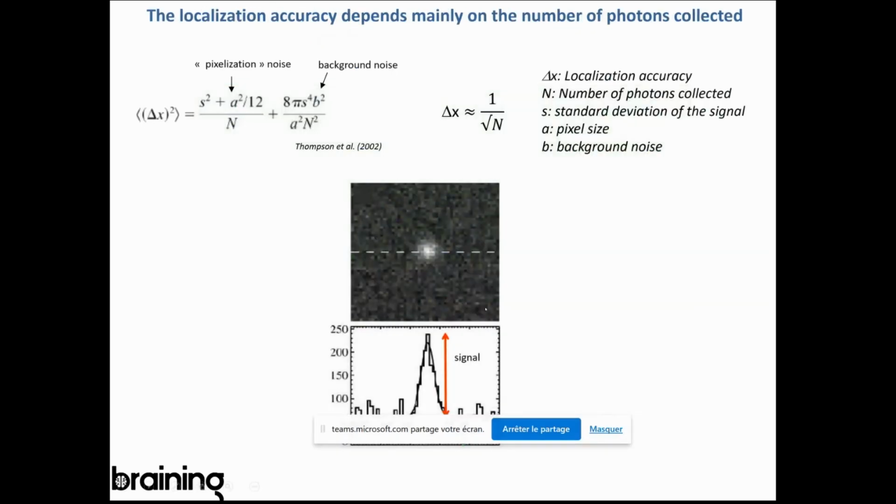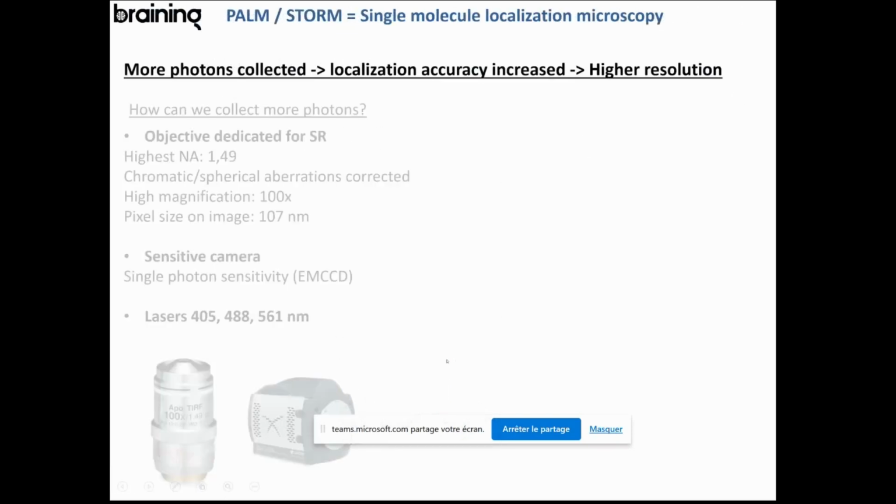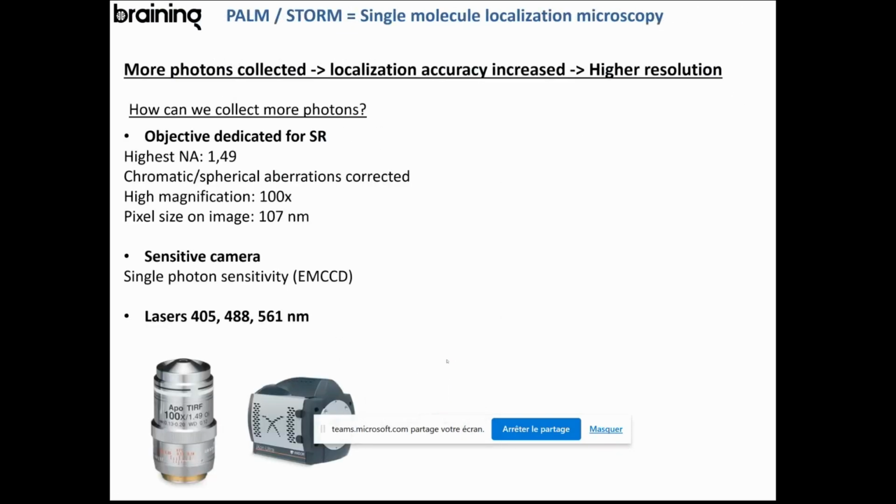For PALM microscopy or STORM microscopy, you cannot use the quantum dot. It doesn't work. That's bad because the quantum dots are super bright, as I told you. So we need to use some other fluorescent probe, and these probes are very dim. So we need again to increase the signal-to-noise ratio to have a good signal, to have a good Gaussian fit. So it's the same principles, and for the quantum dot SPT, we use an inverted microscope.